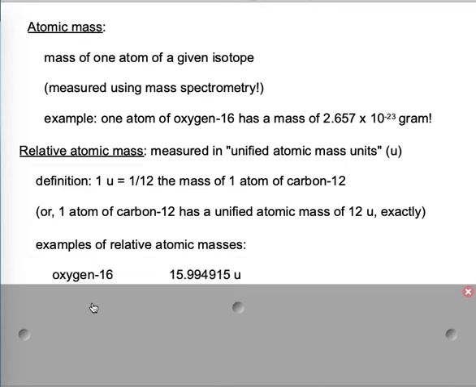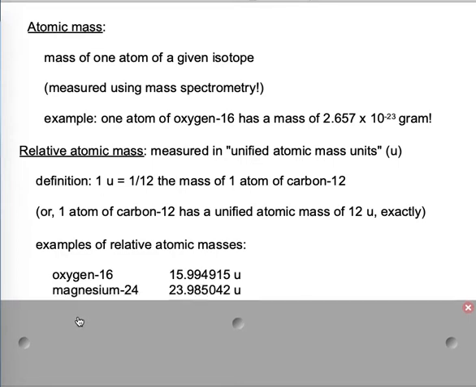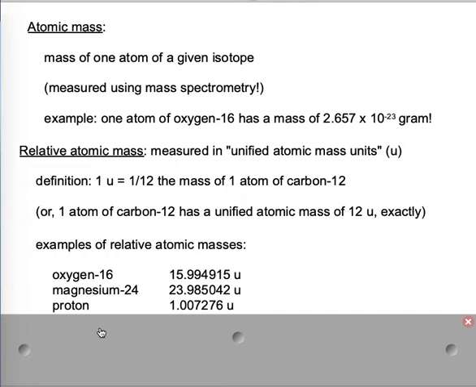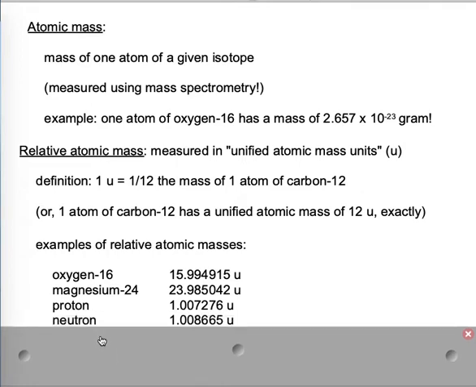Oxygen-16, the isotope of oxygen that has 8 protons and 8 neutrons, has a mass of 15.994915 U. Look at that. What is that, like 8 significant figures? That's crazy. Magnesium-24 has a relative atomic mass of 23.985042 U. Proton and neutron have atomic masses that are given there, slightly more than 1 U.